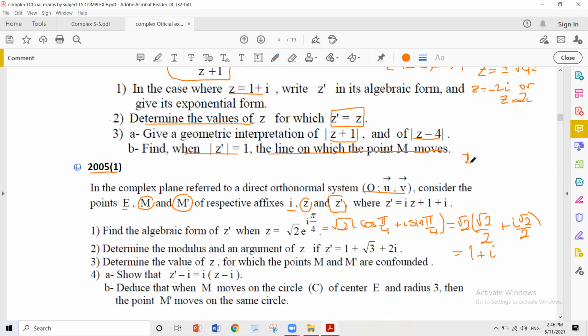Then what will be the value of z prime? Equal I times 1 plus I plus 1 plus I, equal I times I square, I times I is I square, meaning minus 1, equal to I.